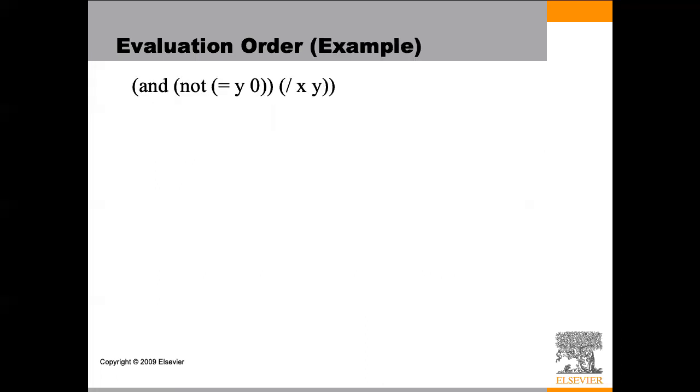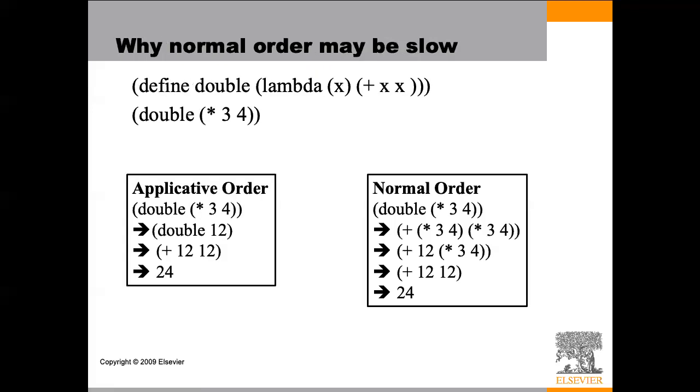So for example, with the conditional and, you don't actually want to do this division if y is 0, because if you did it, you would get a divide by 0. Not only that, but in some cases, if the first branch of the and is false, you save time by not evaluating the second branch. Okay. So in general, though, normal order is slower than applicative order.